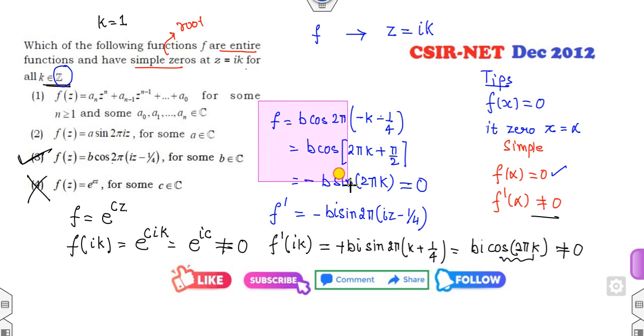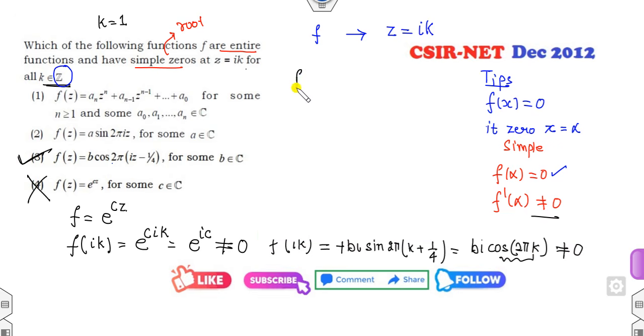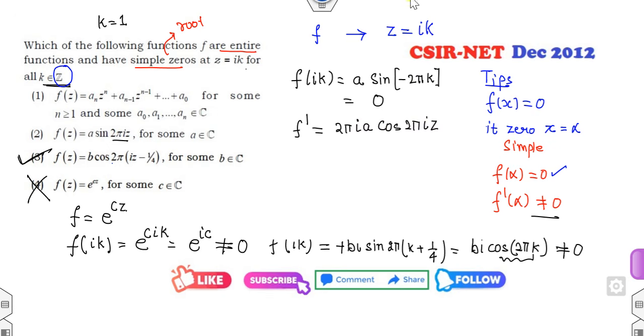Look at the second option, f of ik. That means a sin(2 pi iz), so that means minus 2 pi k. Sin(2 pi k) will be 0 when k is an integer. What is the derivative? 2 pi i a cos(2 pi iz). Now clearly, f dash of ik is non-zero, because cos of 2 pi i is always 1. So this number is non-zero. Therefore this is also a correct option.